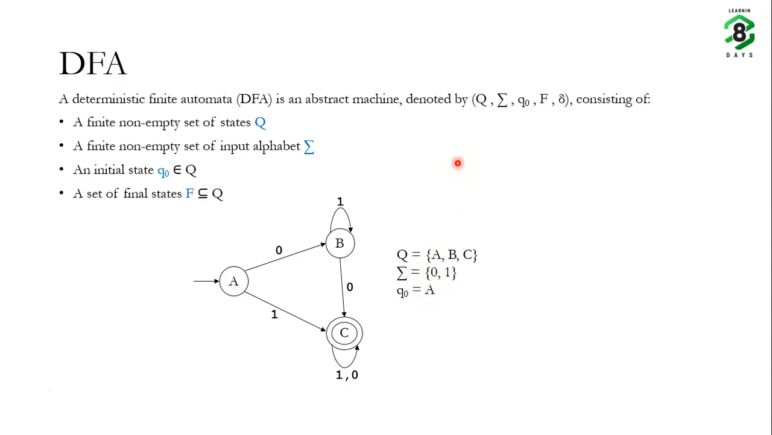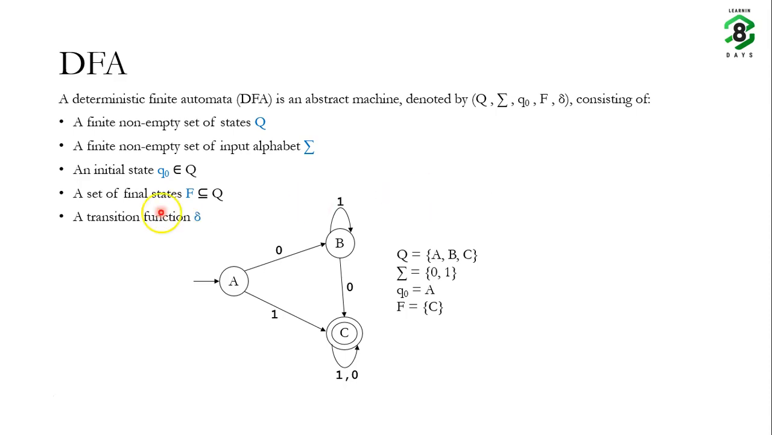Then we have a set of final states. For this machine, there is only one final state, C. This is understood by a state where there are two concentric circles. So for this machine, the set of final states consists of only one state, which is C. But there can be more than one final state, as we will see shortly.